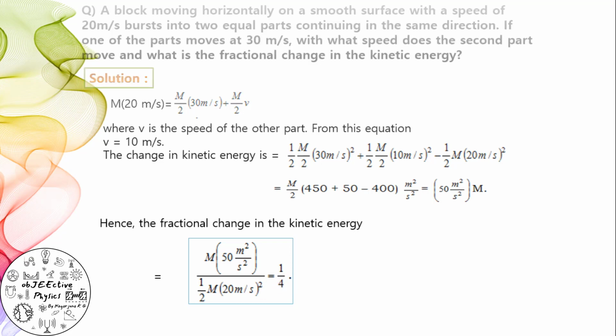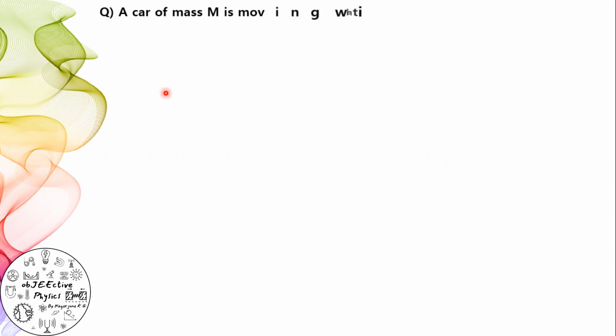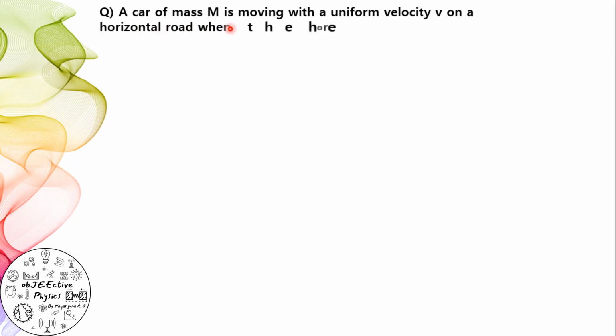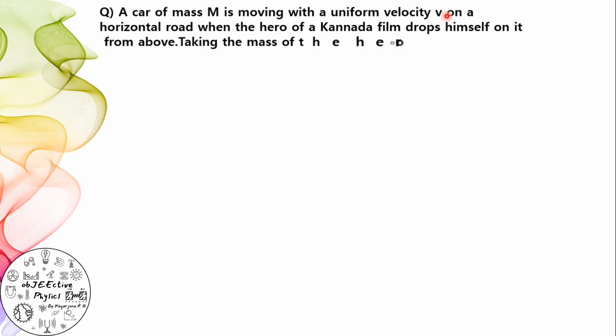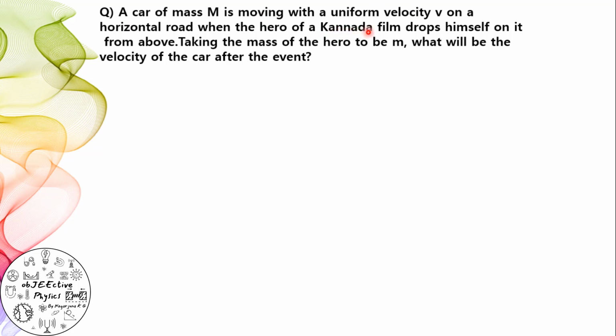by 4. Next question. A car of mass capital M is moving with a uniform velocity v on a horizontal road when the hero of a Kannada film drops himself on it from above. Taking the mass of the hero to be small m, what will be the velocity of the car after the event? See the solution.